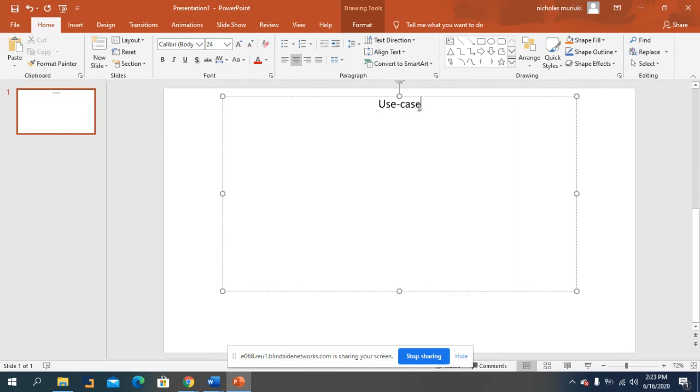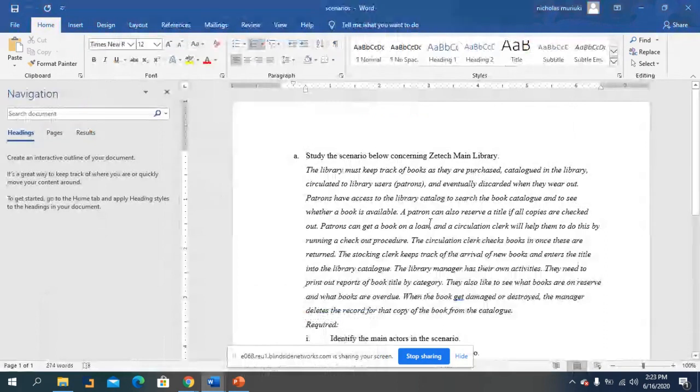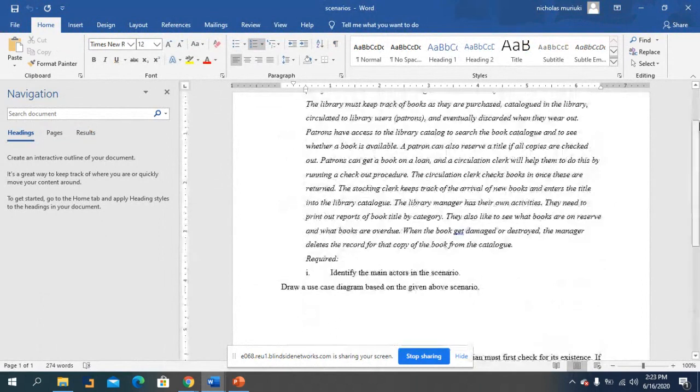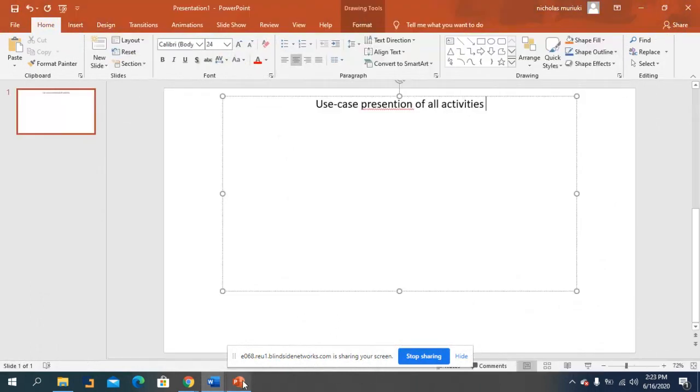So when you look at a use case in definition, we say it is a presentation of our activity. So the keyword is presentation. Presentations of all activities that are supposed to be used in maybe a certain scenario that we have already given. And I think I can give you a scenario. I think I have posted the scenarios that we'll be using. And this is the first scenario that we'll be using, of which we'll be having others. And maybe we try to interpret what we are supposed to have within the presentation. So that's why we are saying it is a presentation.